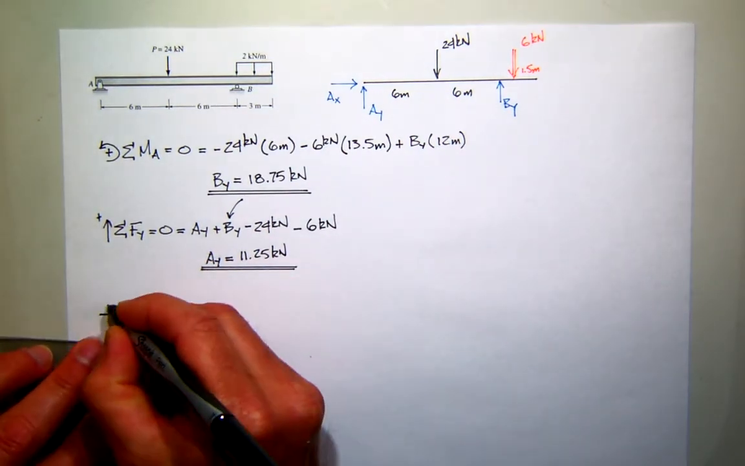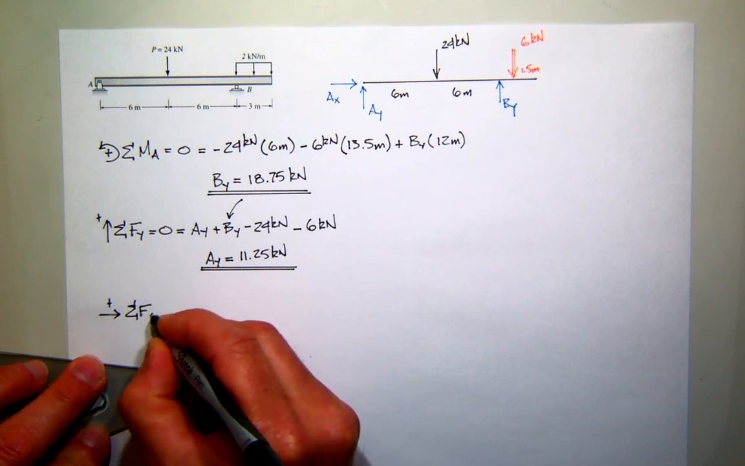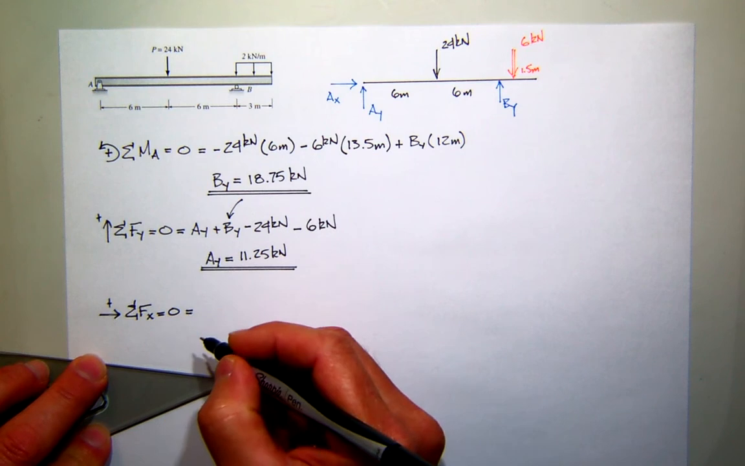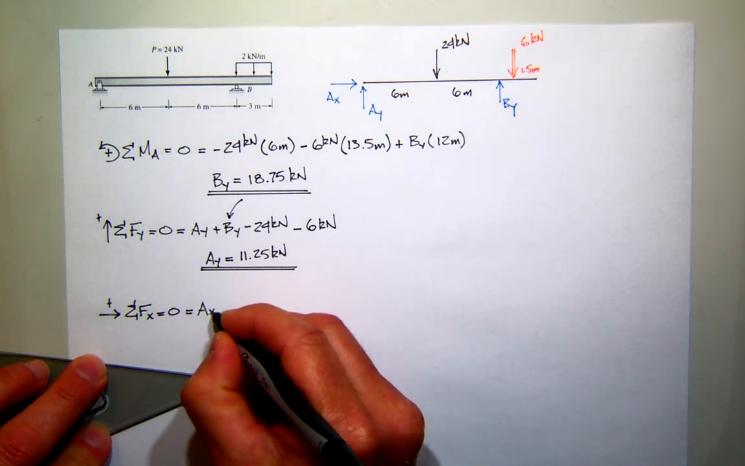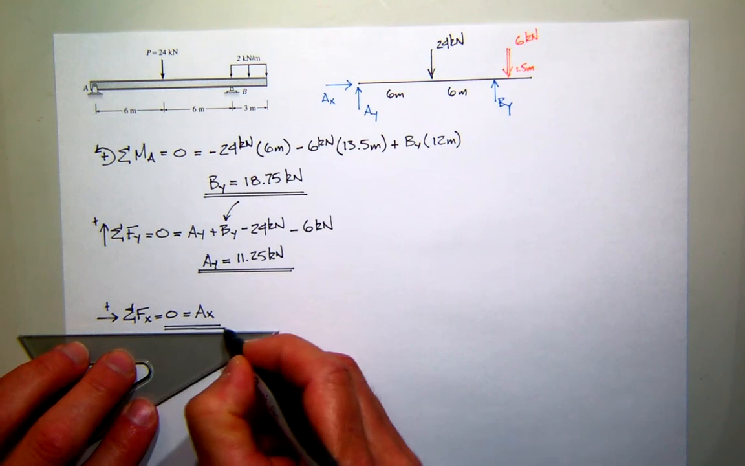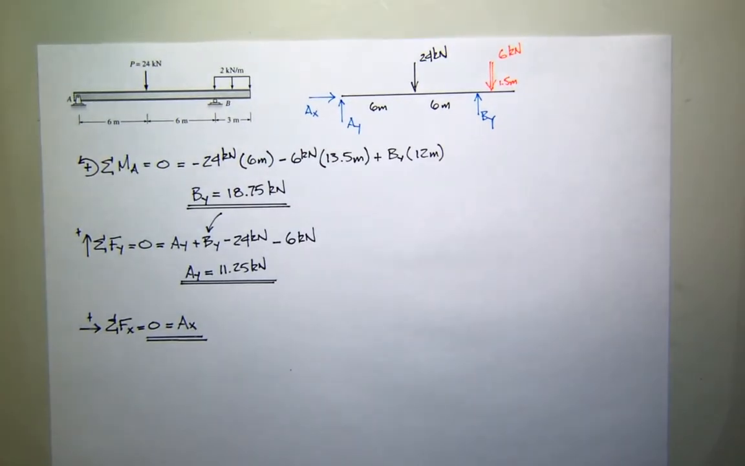And then finally, I'll assume to the right is positive, and I will sum forces in the x direction. Make sure they're all equal to 0. And what do I have? AX. That's a pretty easy one to solve. AX is 0. Okay? Pretty easy problem to start off with.